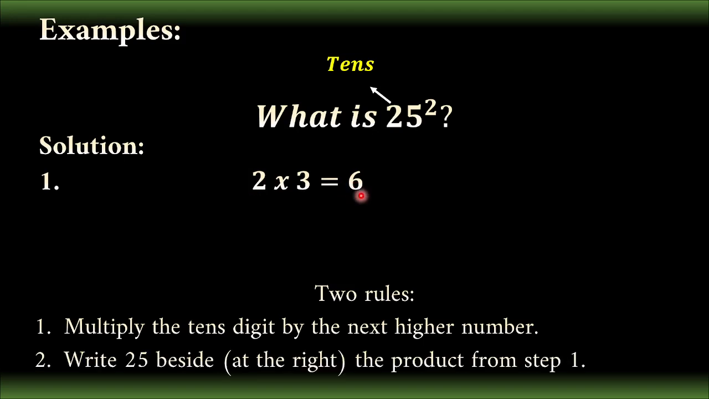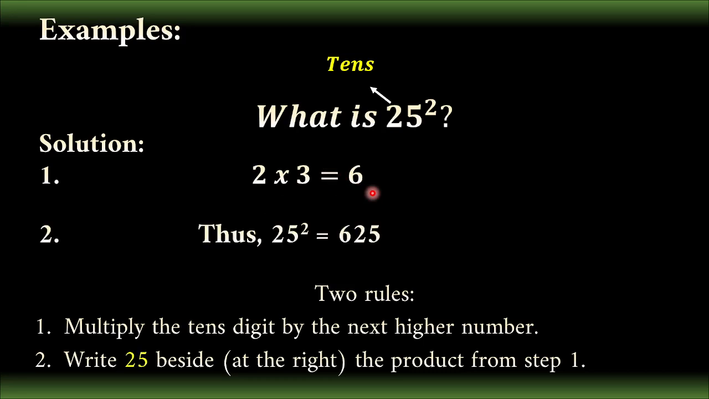The next step is to write 25 at the right of the product from step number 1. Our step number 1 gave us 6 because 2 times 3 is 6. So we just have to write 25 beside 6. Thus we have 25 squared equals 625.